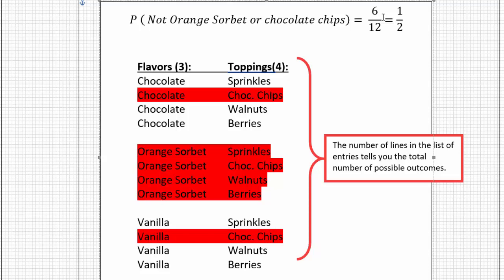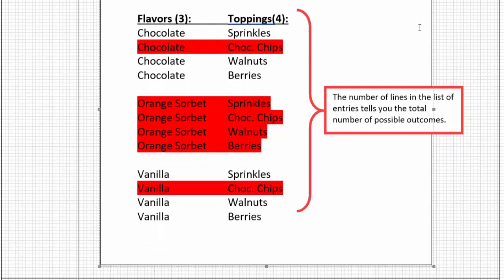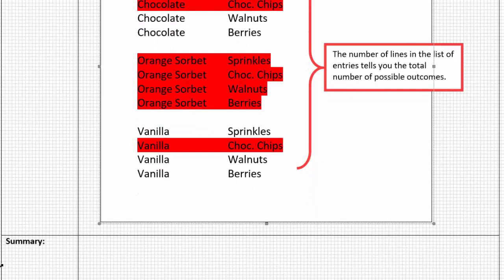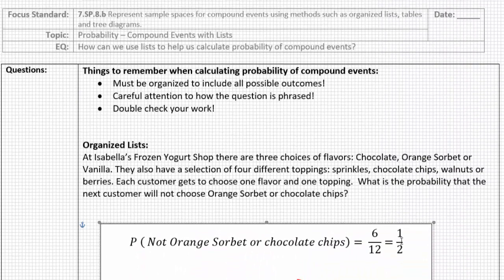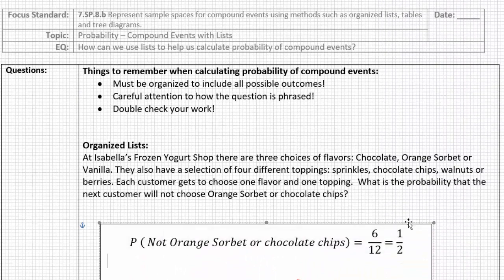And today, for this question, we looked at how to use a list to organize our sample space, making sure we take into consideration all the possible outcomes to find the answer to our probability question. That's going to conclude our video today. Leave room for your summary. Make sure your notes are complete, and come ready to do more problems like this in class.